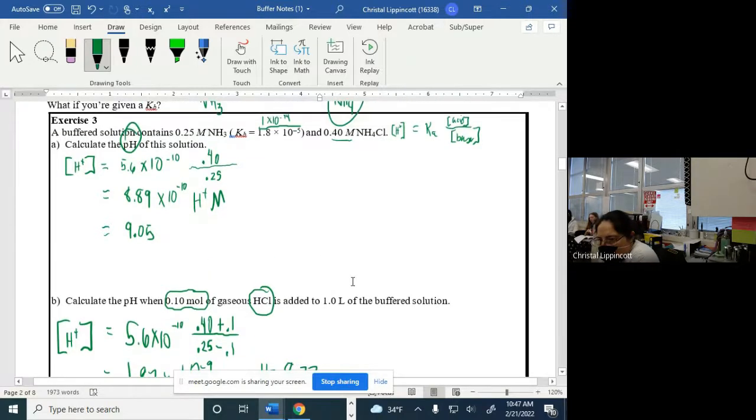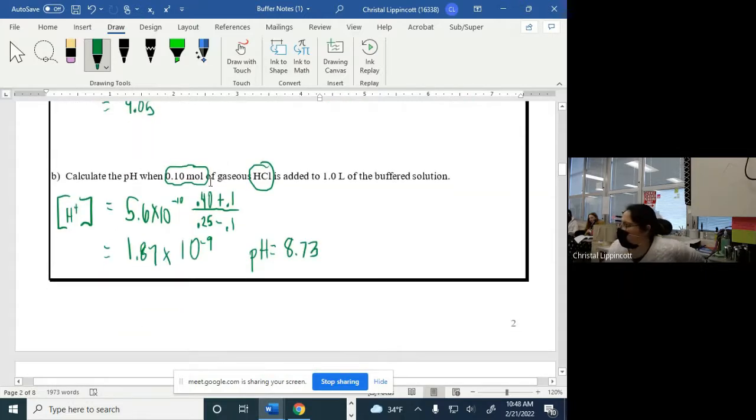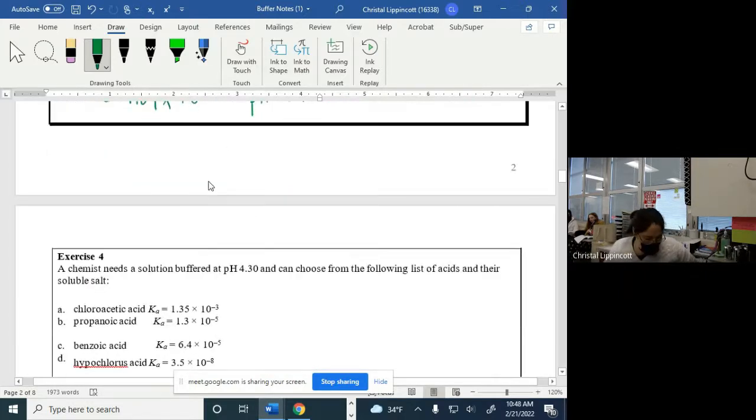What if it was like 500 milliliters of solution? Would you just multiply? So if it was 500 mils, you'd have to get this into moles. So you would take 0.25 times 0.5. So then this would be 0.125. Good. All right. Easy enough? Is this still the easy part of this? Yep.